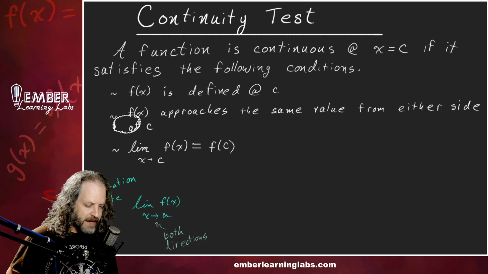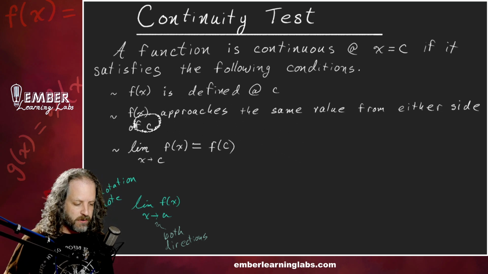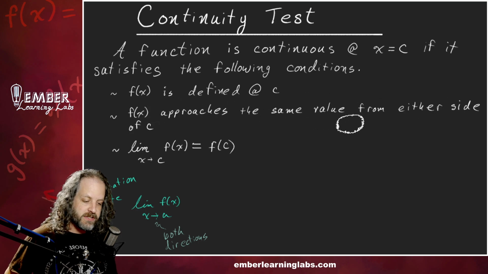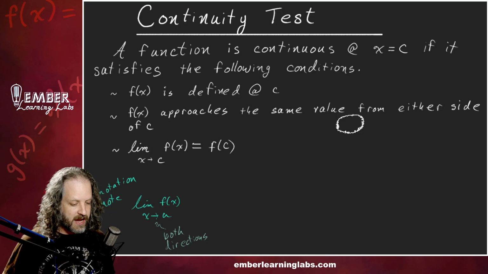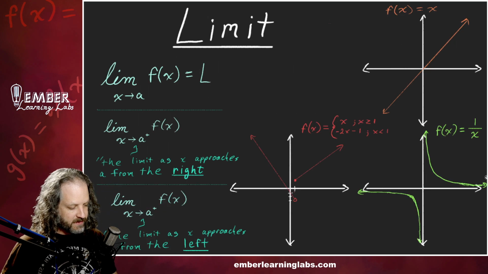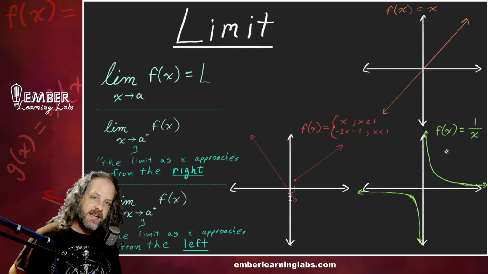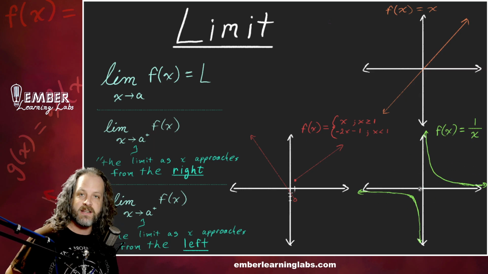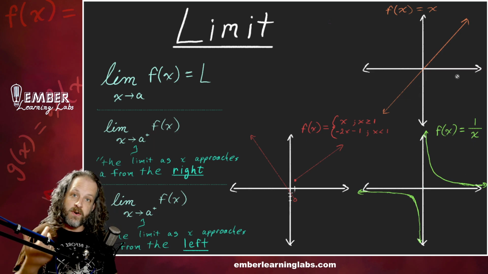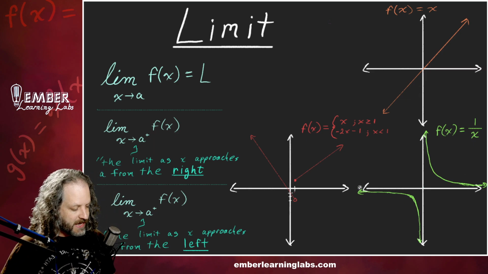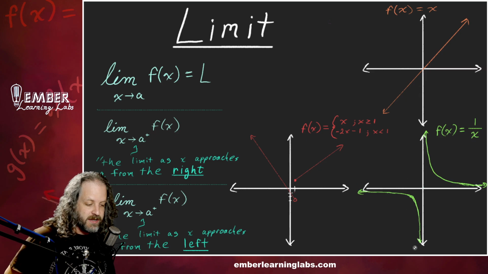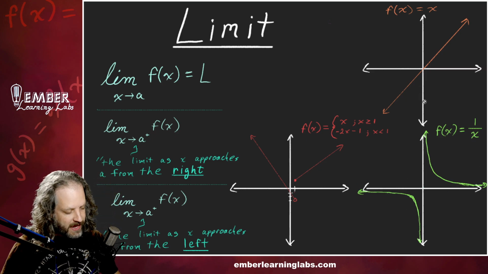The next condition is as x approaches c from either side, f(x) approaches the same value from either side of c. So in this guy, this doesn't meet that criteria. It actually doesn't meet either of the first two criteria, but this doesn't meet that one because as we're approaching from the right, it's going to negative infinity, but as we're going from the left, it's going to positive infinity.